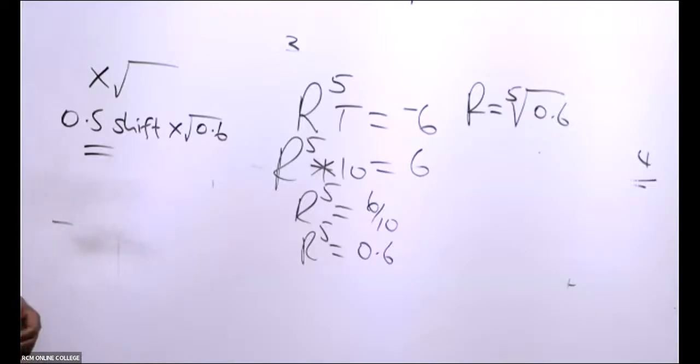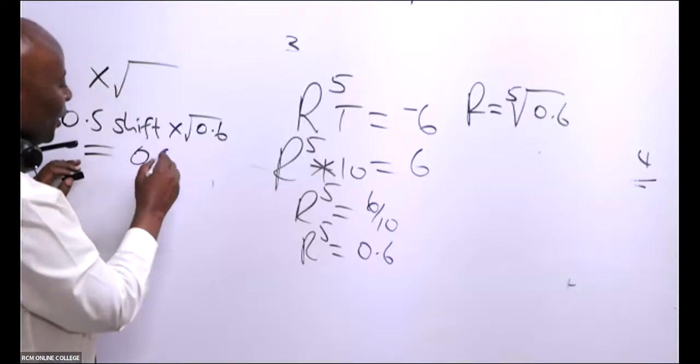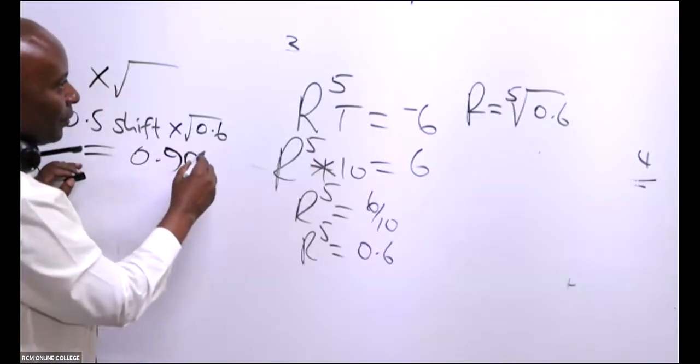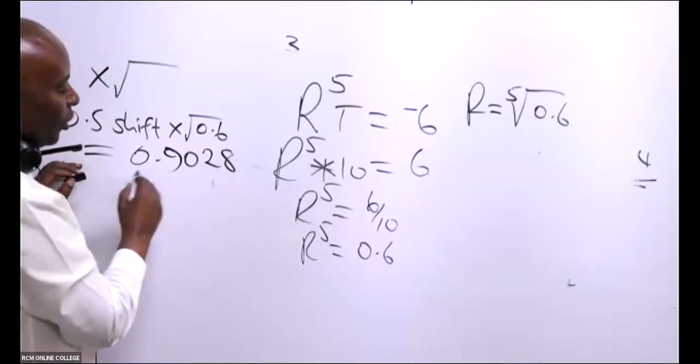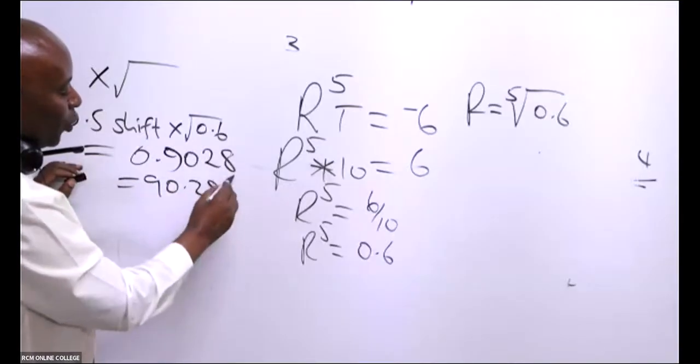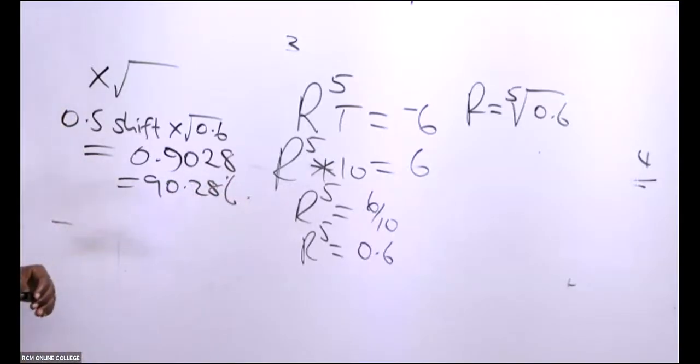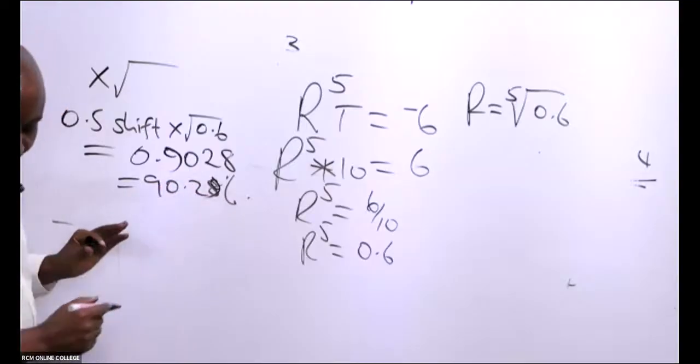Pamela was on the right track. So in this case here, number one is 0.9028, eh? Which is the same as 90.28 what year? Percent. 29%, isn't it? 29%.